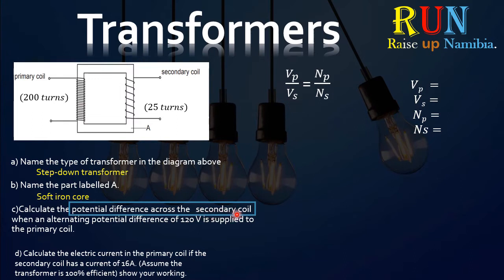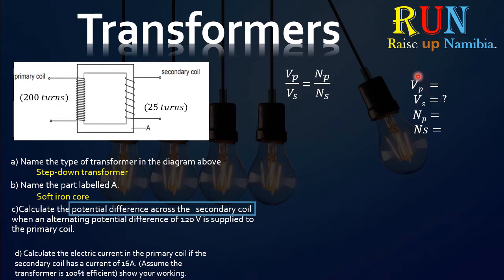If this was potential difference across the primary coil, we would have used VP. But since it's saying secondary coil, we are using VS. Okay, so here we go to VS and we put a question mark to say this is what we are calculating. Now, given that you have put a question mark at VS, this means that VP, NP, and NS, those figures are somewhere, if not on your diagram, then they are in your statement. Okay? So let's quickly fill in the other figures.